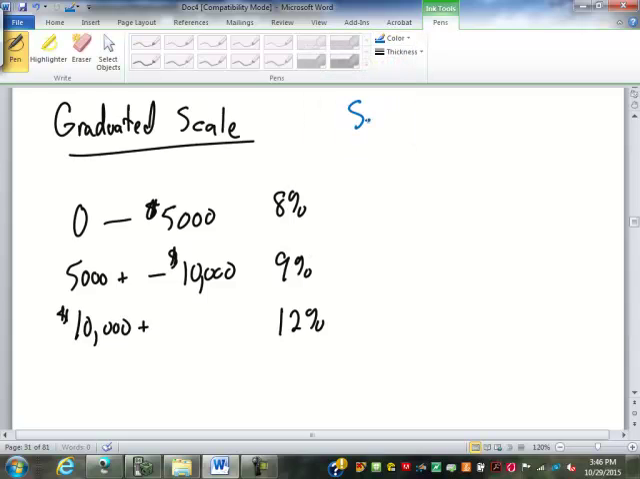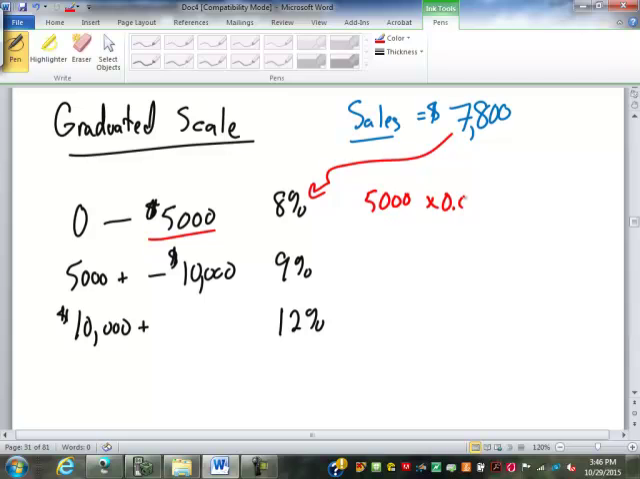So let's say we have a week where our sales are $7,800. Well, that $7,800 is going to get split up. How much of it is going to get put at the 8% commission? 5,000 times 0.08 is going to give us $400.